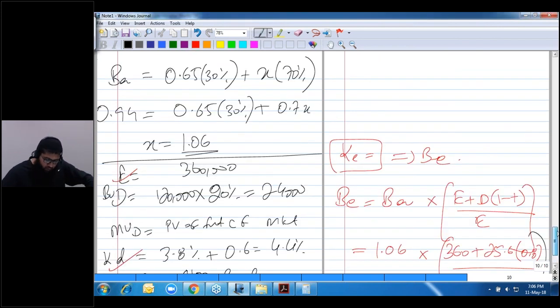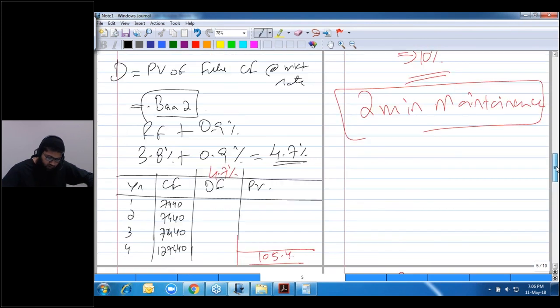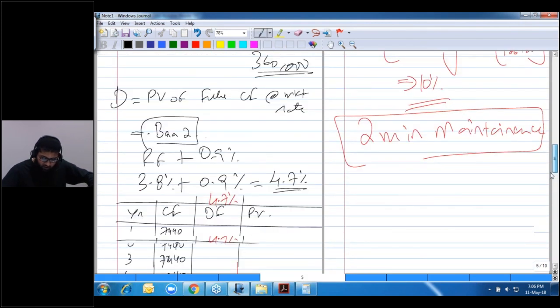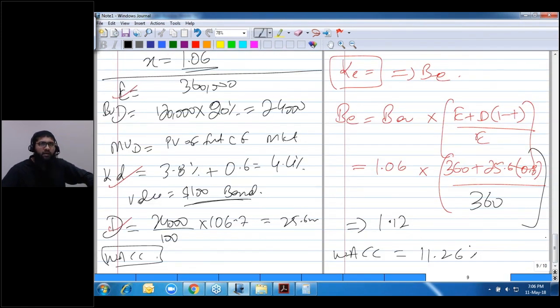How much was the WACC before? So the WACC before this was 10%. Now it's 11.26%. So the opposite has happened. He was suggesting that we should actually go for repayment of the debt by selling the division.